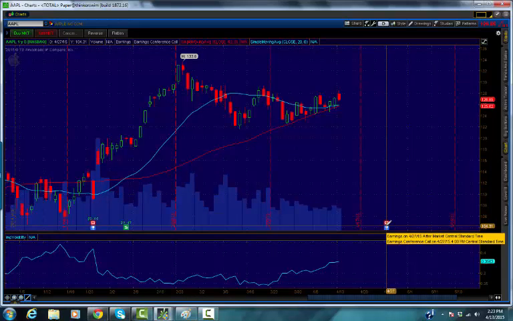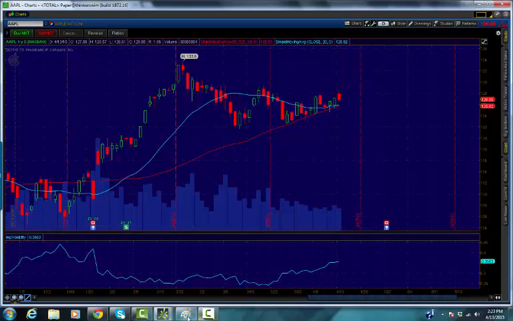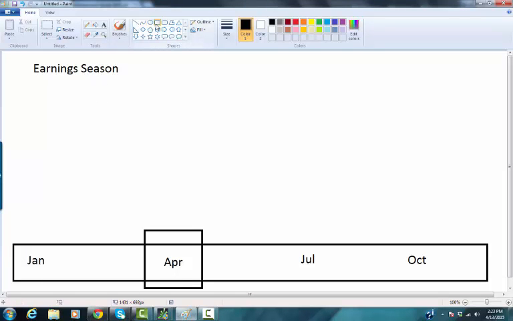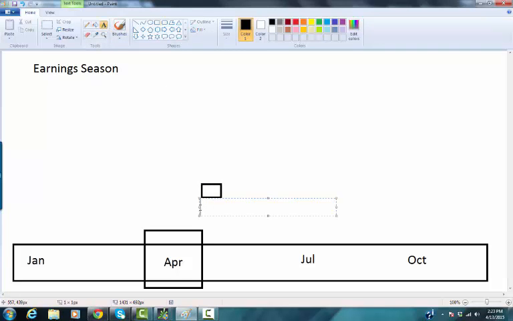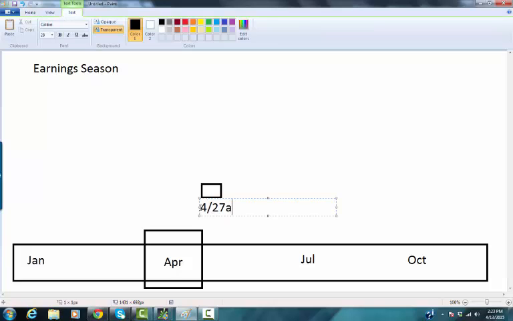4/27A. So when I'm listing out earnings, one thing I will always do is I'll find that little telephone, but also then I'll make sure I know whether it's a 4/27A or 4/27B. A is for after the bell, after the markets close that day, and B would be for before the bell. How you trade it would change a little bit.